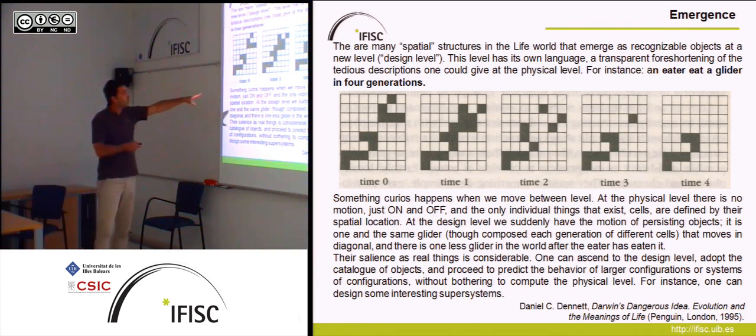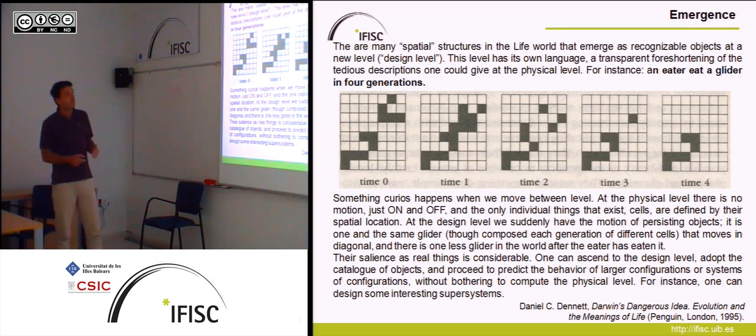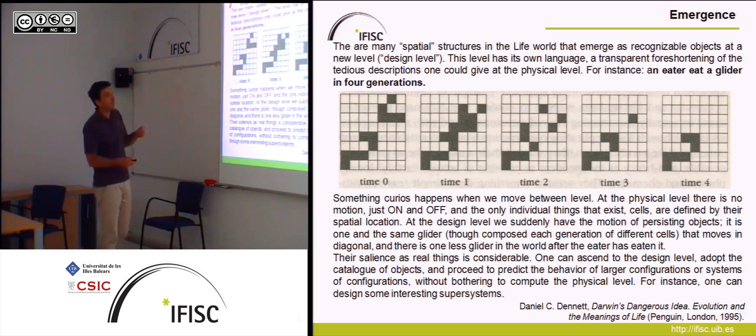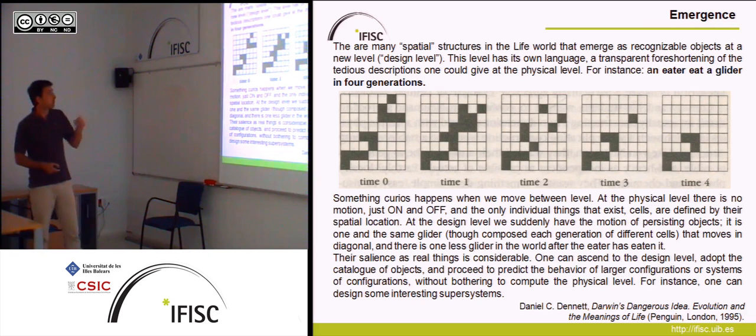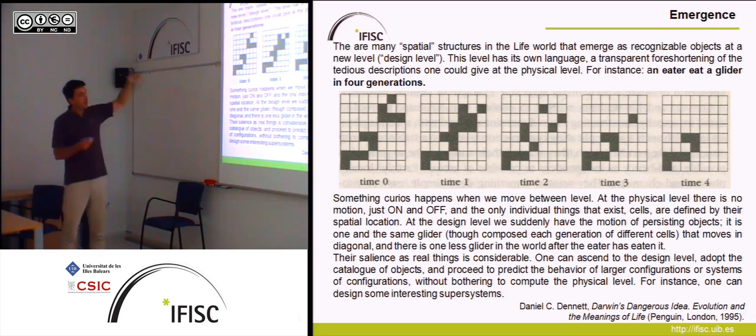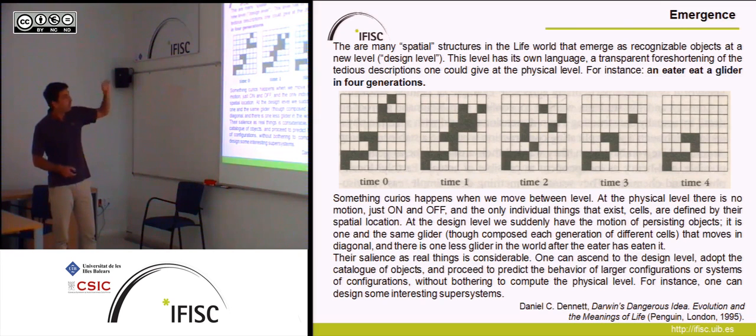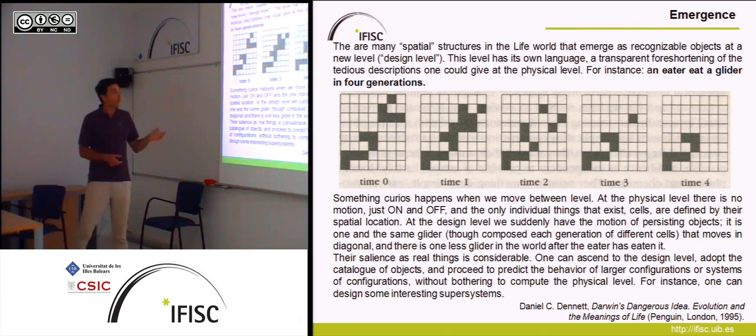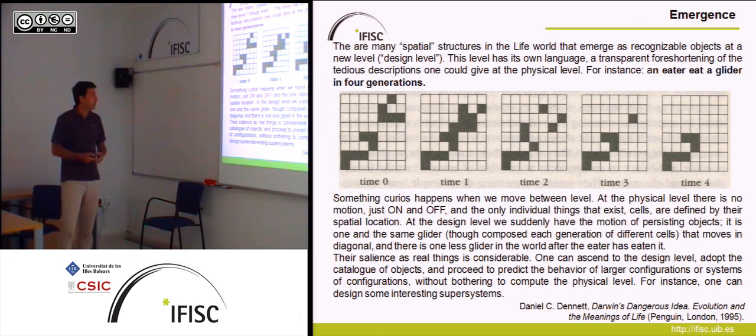So something curious happens when you move between levels. At the physical level, there is no motion, just on and off, and the only individual thing that exists is a cell, defined by its spatial location. At the design level, we suddenly have the motion of persisting objects. It is one and the same glider, though composed in each generation of different cells that move diagonally, and there is one less glider in the wall after it has eaten.